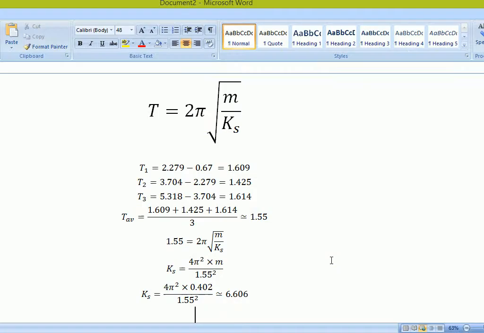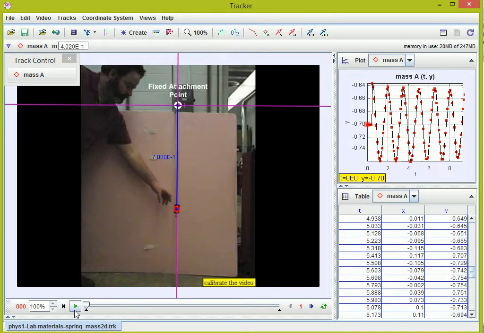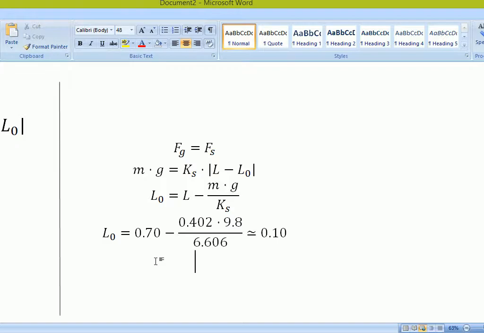And here's how I compute K sub S. As for the relaxed length, we can compute it if we know F sub S, the spring force. And we do, because in the beginning, the spring and the mass are motionless, so the net force must be equal to 0. If we take the mass as our system and determine the forces acting on it, we find one contact force, the spring force, and one force acting at a distance, the weight force. So for this situation, this equation is true and we can compute L0, the relaxed length of the spring.